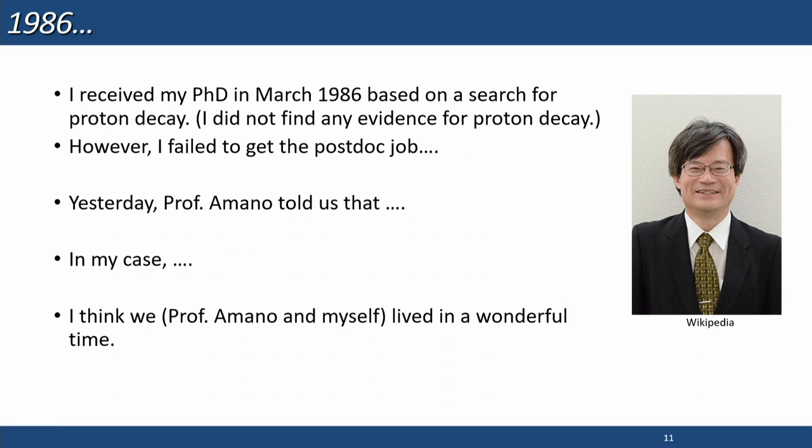By the way, yesterday, Professor Amano told us that he was unable to finish the PhD course in 3 years. Then Professor Akasaki, his mentor and 2014 Nobel laureate, arranged a research associate position for him. In my case, I failed to get the postdoc job. Then Professor Koshiba, my mentor and 2002 Nobel laureate, somehow arranged a research associate position for me. So I think we, that means Professor Amano and myself, lived in a wonderful time. At this moment, it is simply impossible to get this kind of job without any competition.